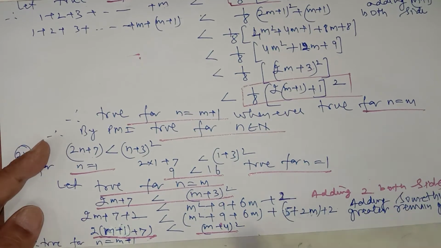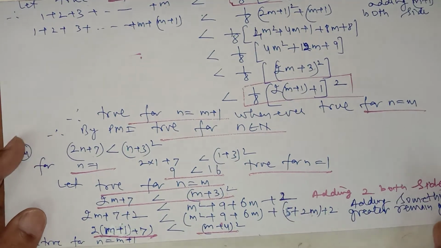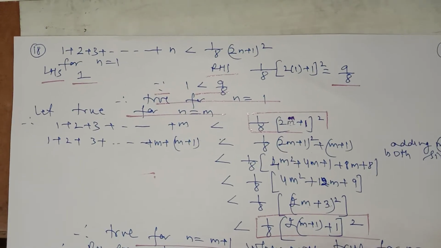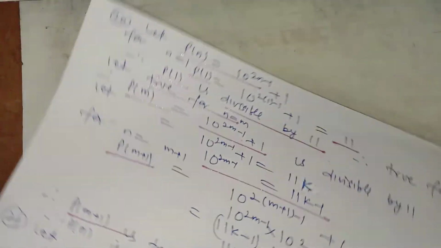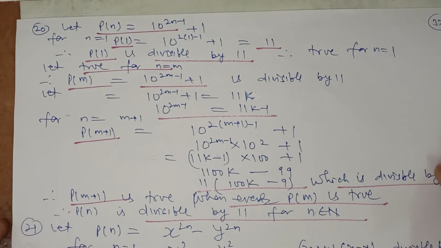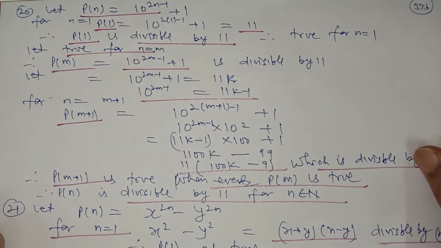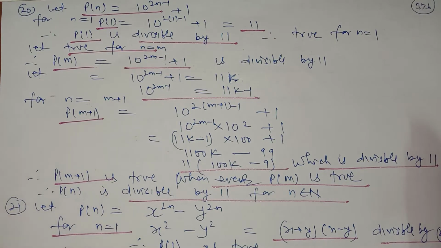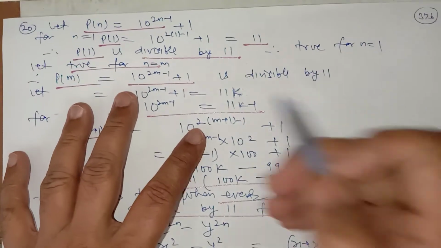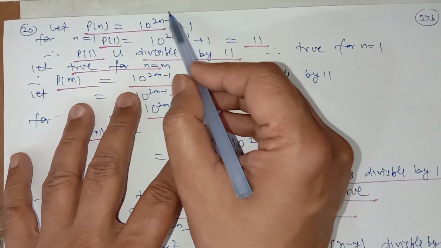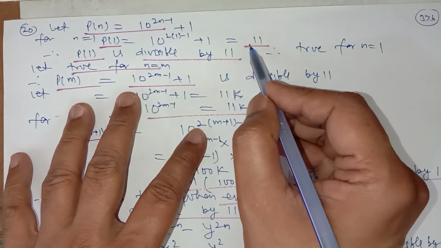So it is true for n is equal to m plus 1 whenever it is true for n is equal to m. So this is the question number 24, which is somewhat different from the above questions we have done. Now from question number 20 onwards, or rather 19 onwards, there are second types of question like this. You have to prove that 10 raised to power 2n minus 1 is divisible by 11.